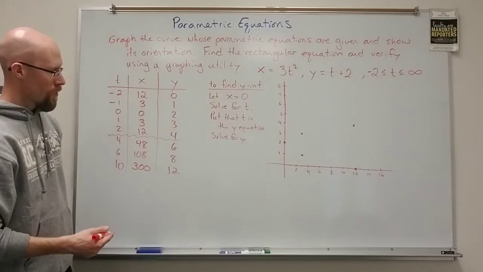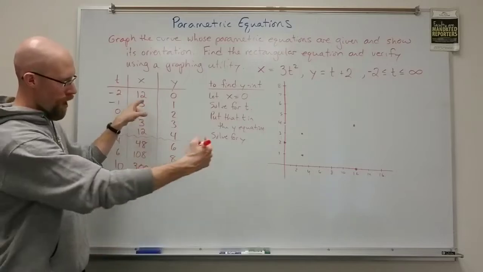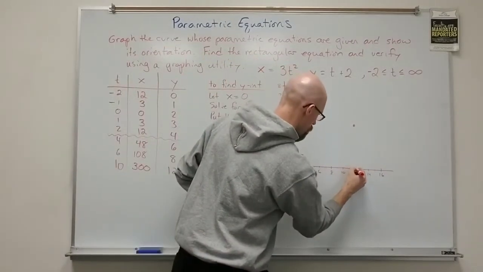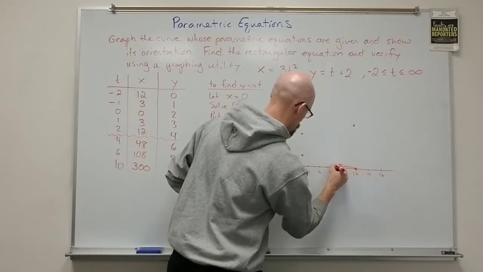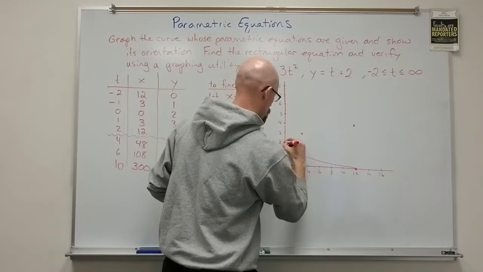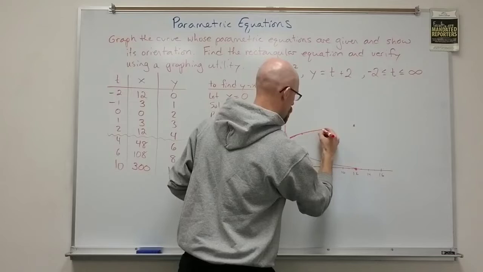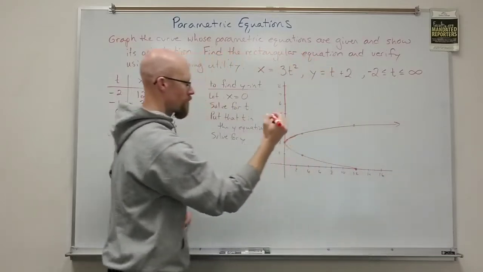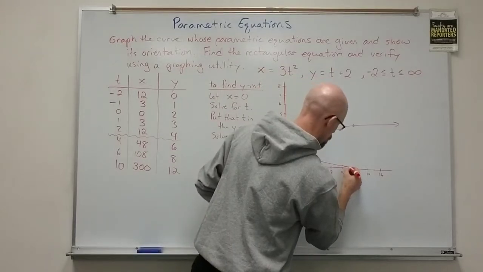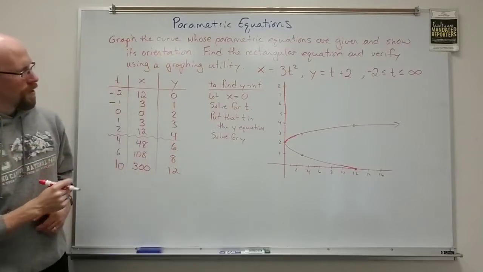Now, the orientation of this graph, how do I plot this? I start at 12, 0 and work my way around, kind of left and then right. So start here at 12, kind of work my way around, and then shoot off to the right. That looks pretty good. It's a little bit wobbly there at the beginning, but not too bad.